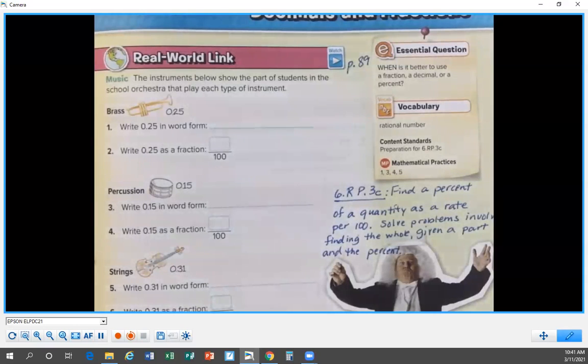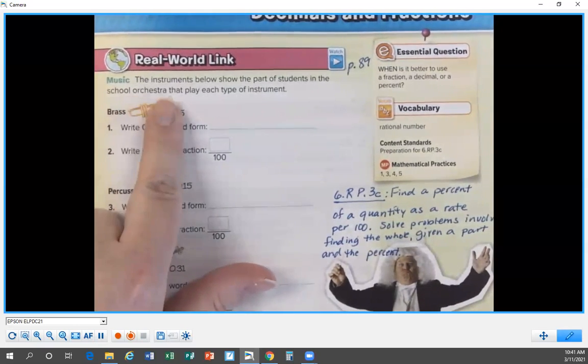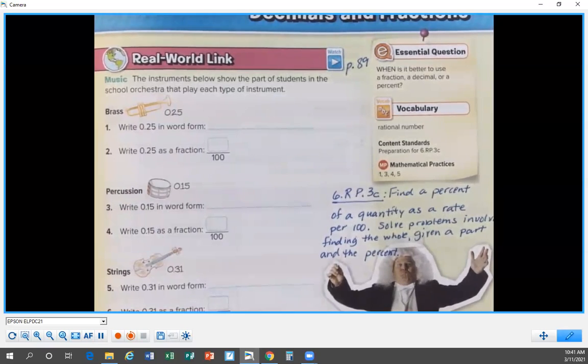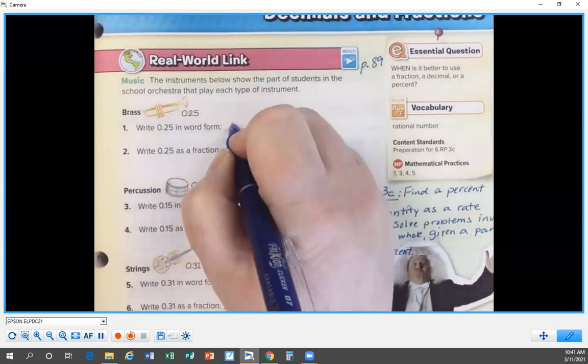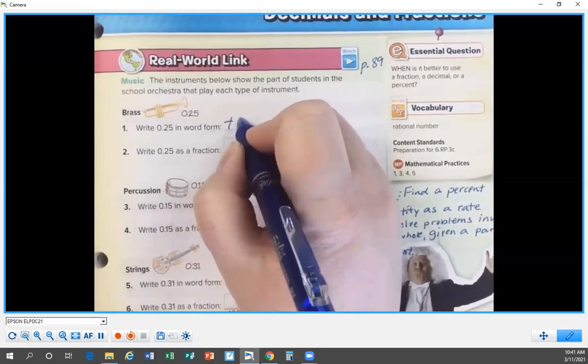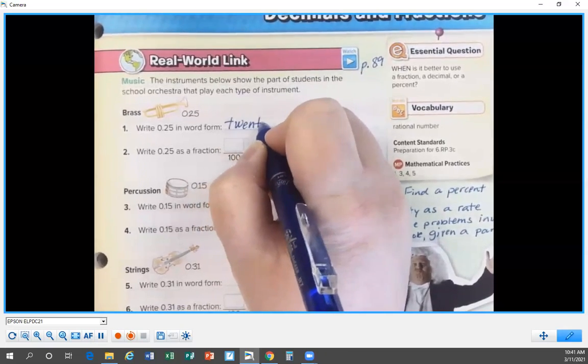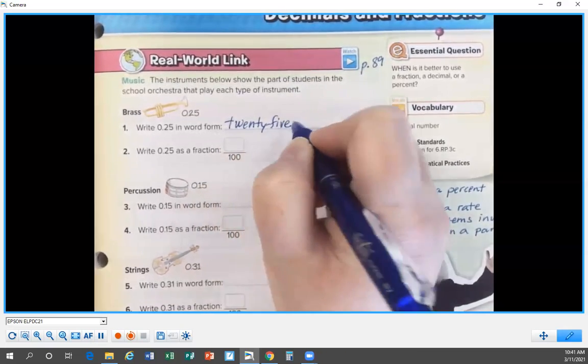All right, so we are starting on page 89, and we just want to review our notation and how to read and write decimals and fractions and compare them. In this example, the instruments below show the part of the students in the school orchestra that play each type of instrument. So brass is listed as 0.25, and when we read 0.25, we say 25 hundredths.